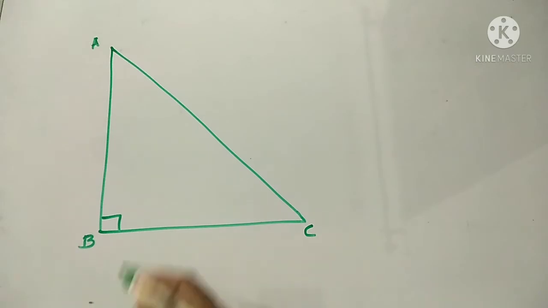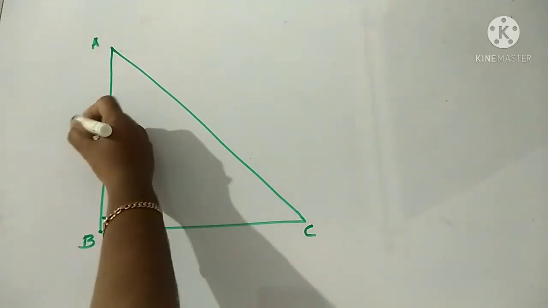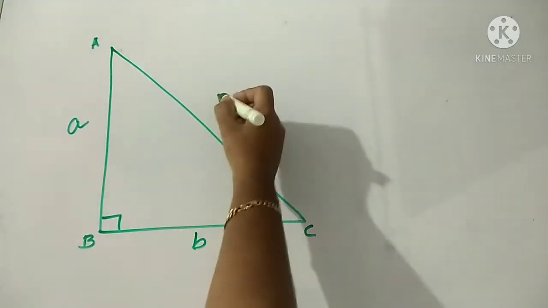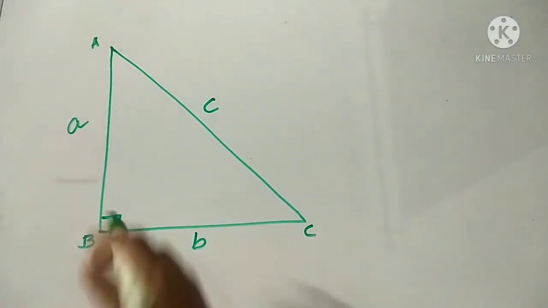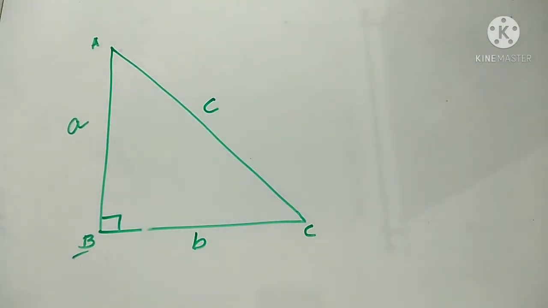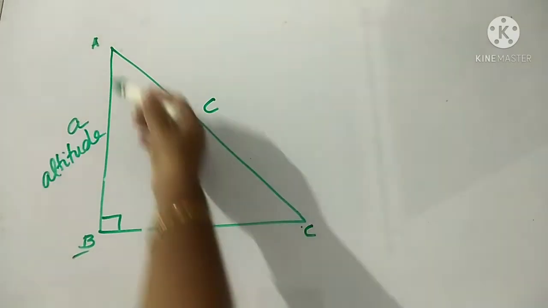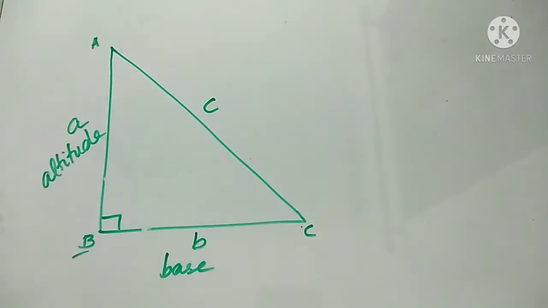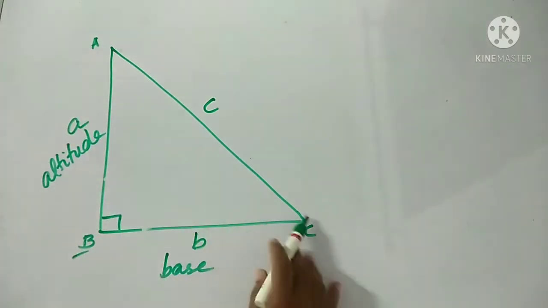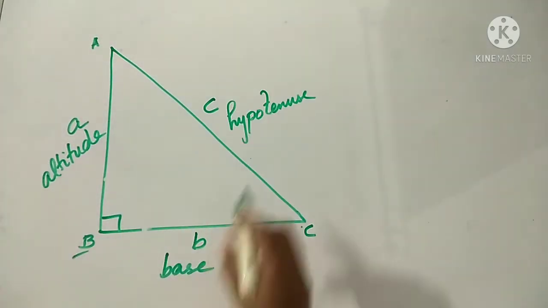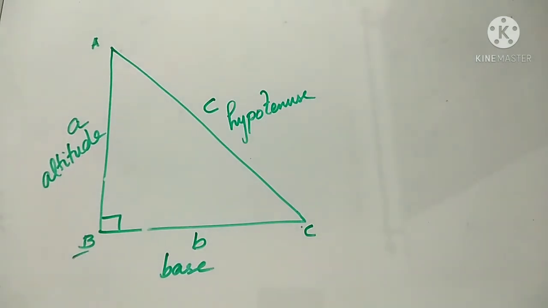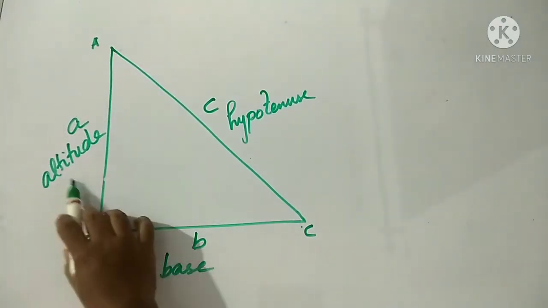Example, see children, triangle ABC is a right angle triangle since one of the angle is 90 degree. Let us take this side as A, this as B and this as C. These are the perpendicular sides. This is the base of this triangle. This is the height, or we can say altitude of this triangle, and the longest side of the triangle is known as hypotenuse. According to the Pythagoras theorem, hypotenuse is equal to base square plus altitude square.